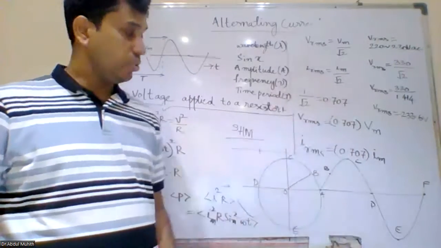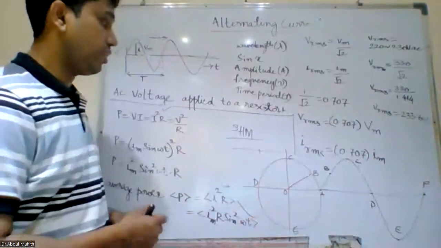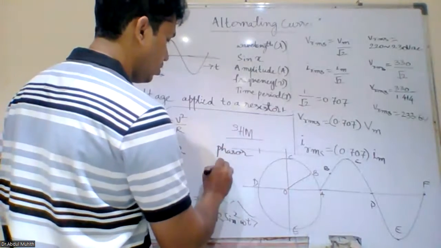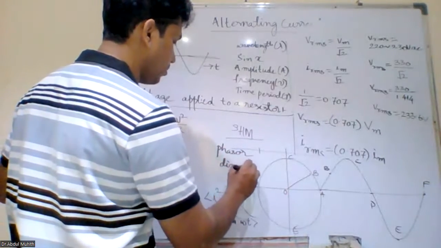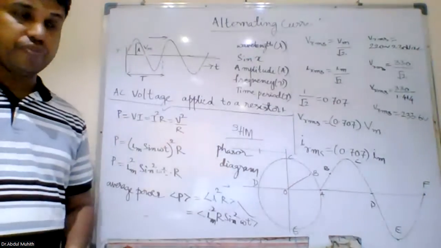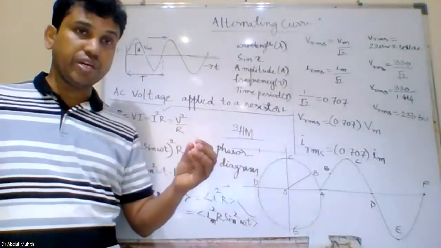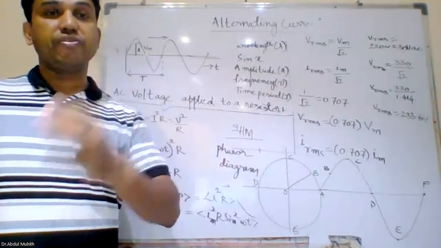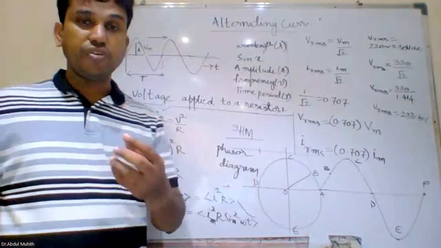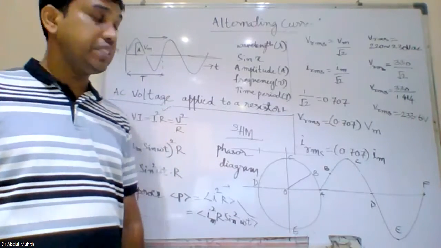So this diagram is known as a phasor diagram. Is that clear? Understood now? You can write it down: representation of a circle on a wave is known as a phasor diagram.